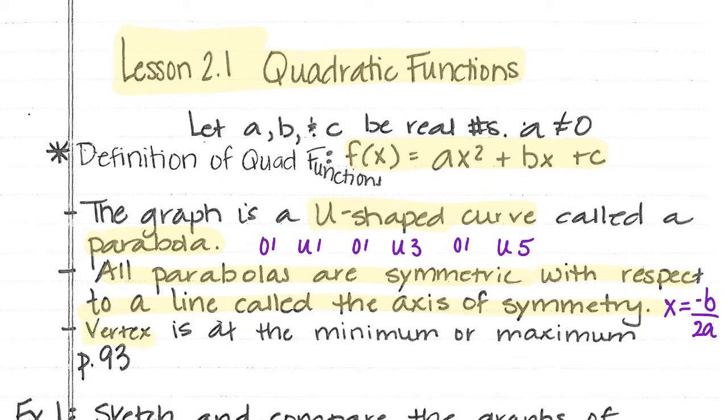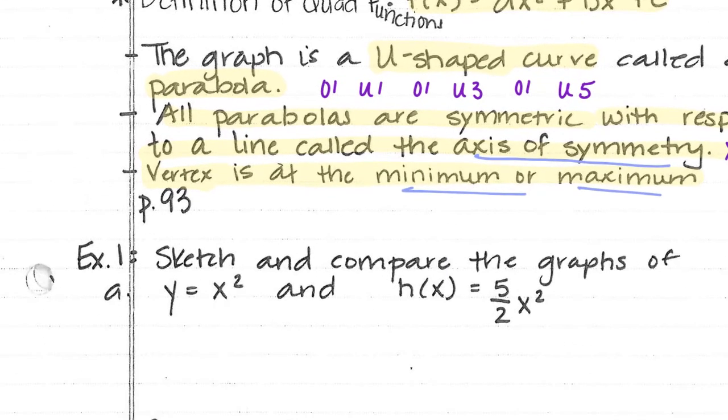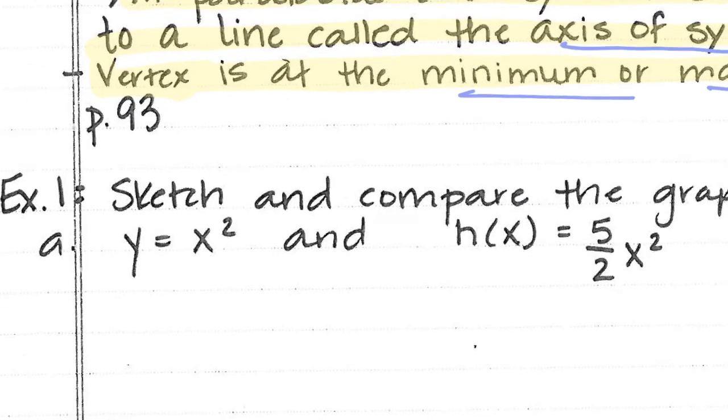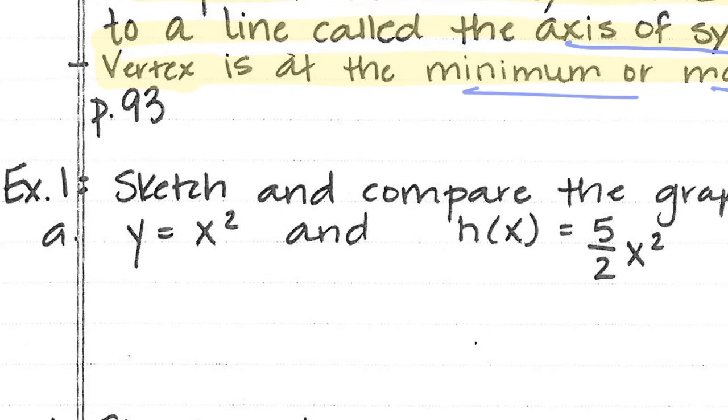The vertex is at the minimum or maximum. So it's sounding like the axis of symmetry and the minimum and maximum might have something to do with each other. So let's go ahead and start by looking at example 1. It's telling us to sketch and compare the graphs. Because of the knowledge that I know, I'm going to start by graphing this right here. And yes, eventually we could use our TIs.